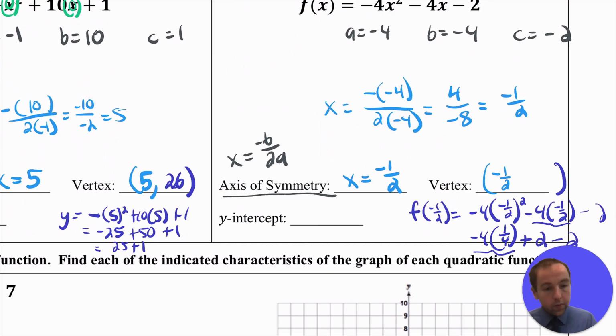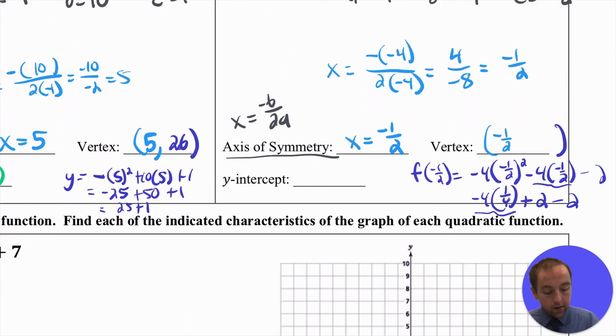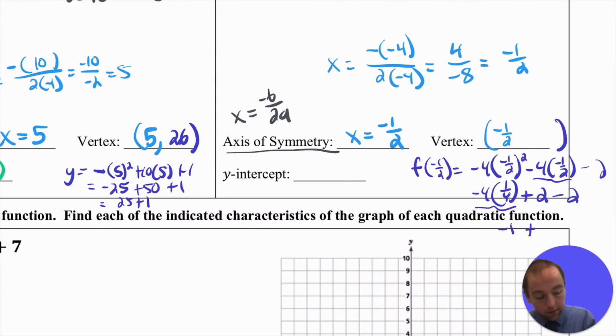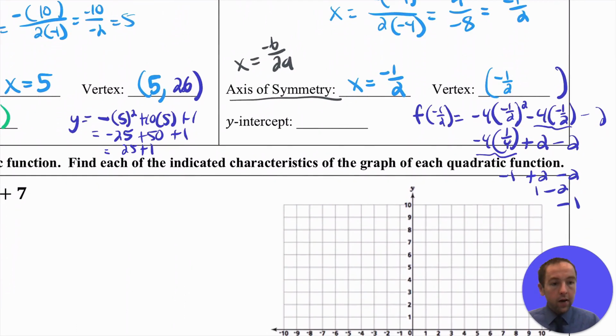And then if you multiply the negative 4 and the 1/4, you're going to get a negative 1. So really we just have negative 1 plus 2 minus 2, which is positive 1 minus 2, which gives you ultimately negative 1. So it turns out that (negative 1/2, negative 1) is the location of the vertex of your parabola.